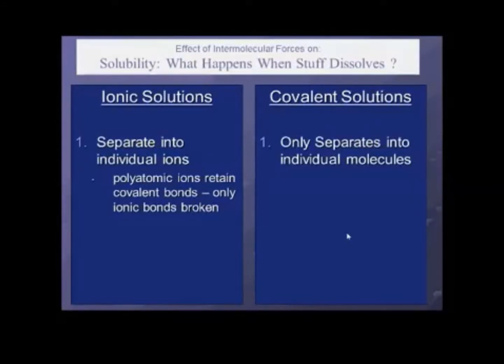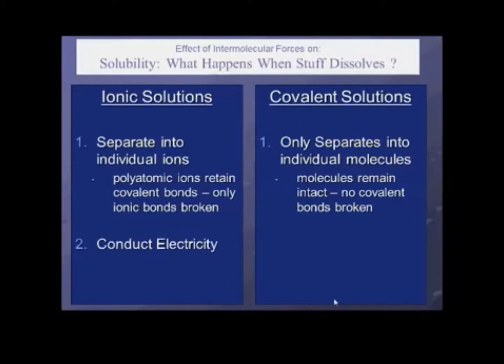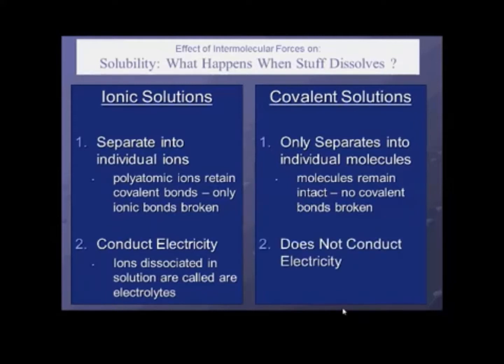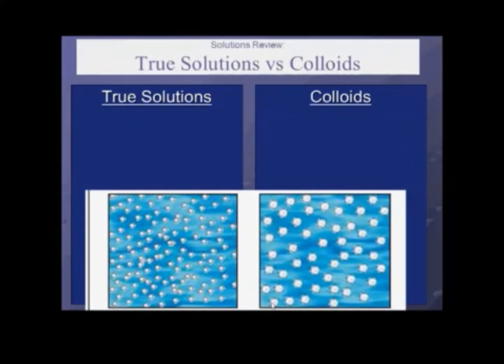When covalent substances dissolve, the molecules separate into individual molecules. There are no covalent bonds that are broken. The only thing that is broken are the intermolecular forces. Now, in the ionic solution, you're going to have a solution that conducts electricity because those ions are electrolytes, and the charges will be able to carry and conduct an electrical circuit. Whereas with a covalent compound, you do not have any ions, just molecules which do not have charges. They're neutral, so there are no electrolytes in there.